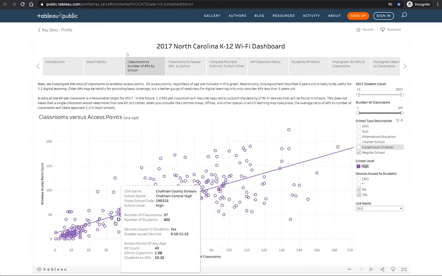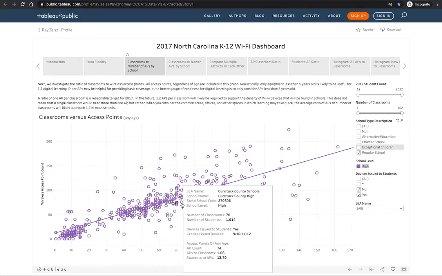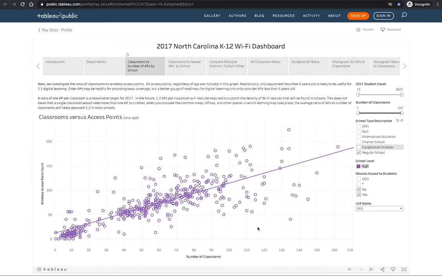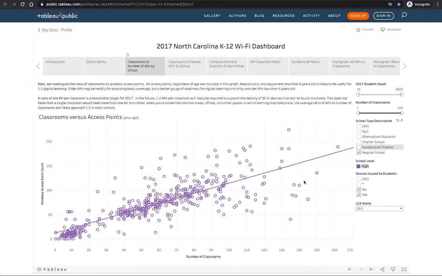Down here, these smaller schools seem to be really bunched together, which would indicate to me that 1.2 number probably was pretty right for most schools. I think when we get up here to these larger schools, the construction and the layout probably has a lot more to do with how many access points they need. And so I think there's probably a few more variables that are in play there.